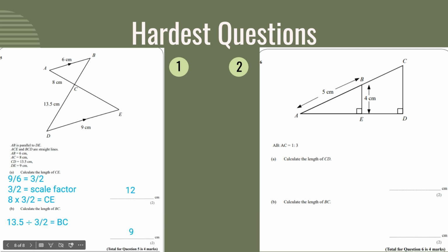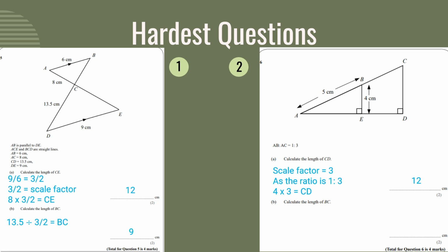Now, in our second question, AB to AC is in the ratio of 1 to 3. Part A, we have to calculate the length of DC. Now, as we know the ratio is 1 to 3, our scale factor equals 3. If the ratio was 7 to 2, the scale factor would be 7/2. So we do 4 times 3, we'll get CD, so CD simply equals 12.